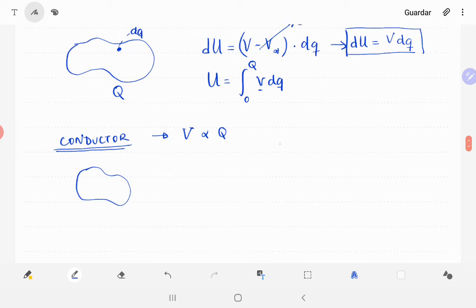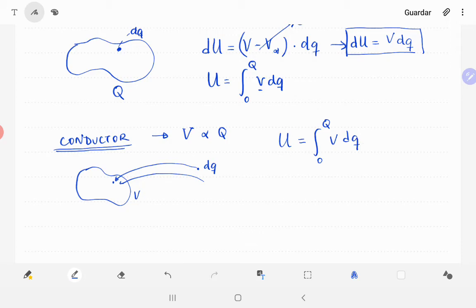I'm going to calculate the total electrostatic potential energy by adding small pieces. So at the beginning, I don't have any charge, and I bring some dq charge from infinity to the conductor. And then this is going to change the potential of this conductor. And then I'm going to bring another dq and place it in the conductor. And I'm going to charge it. So U is going to be the integral from 0 to the whole charge Q of the electric potential times dq.